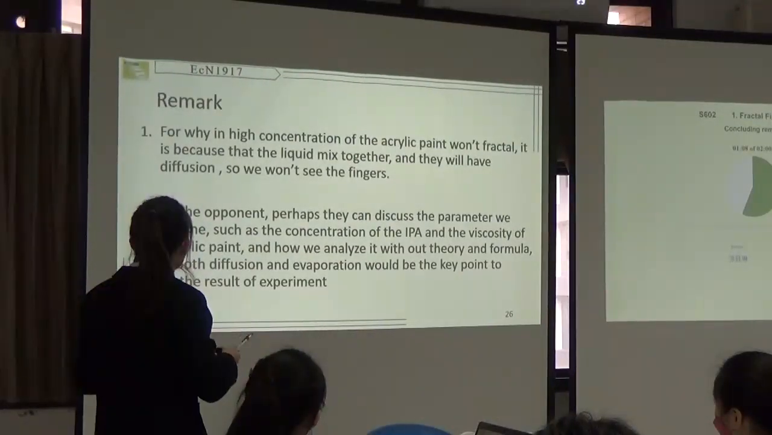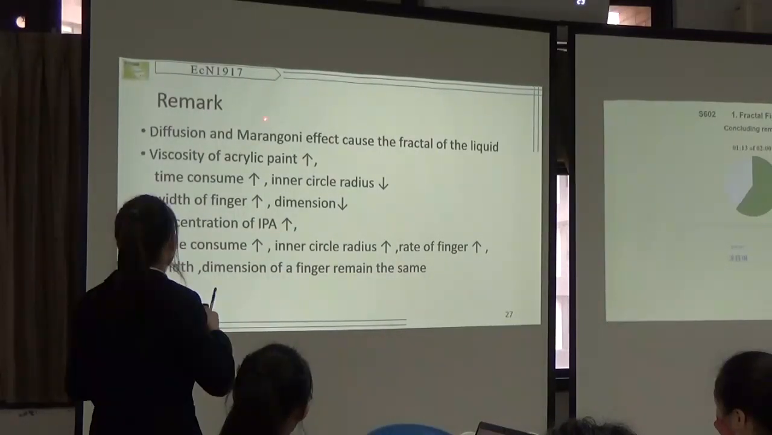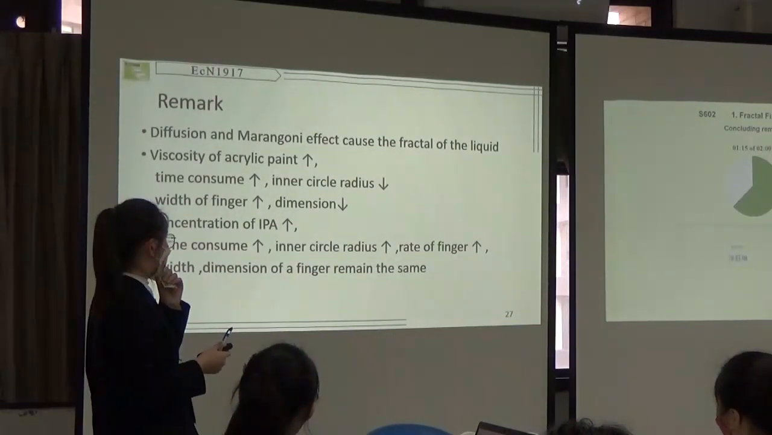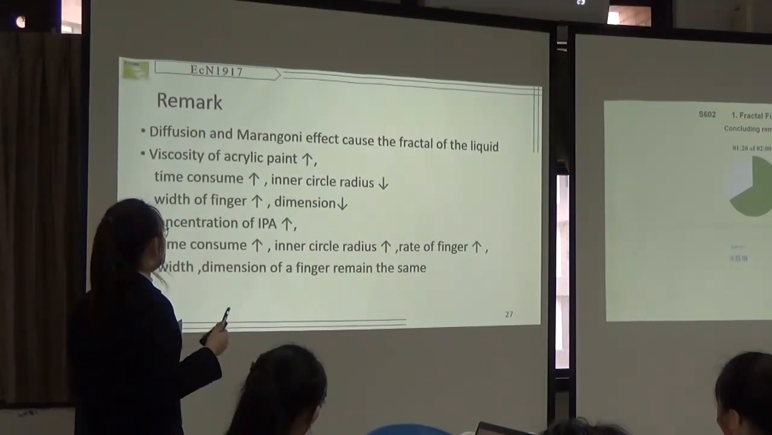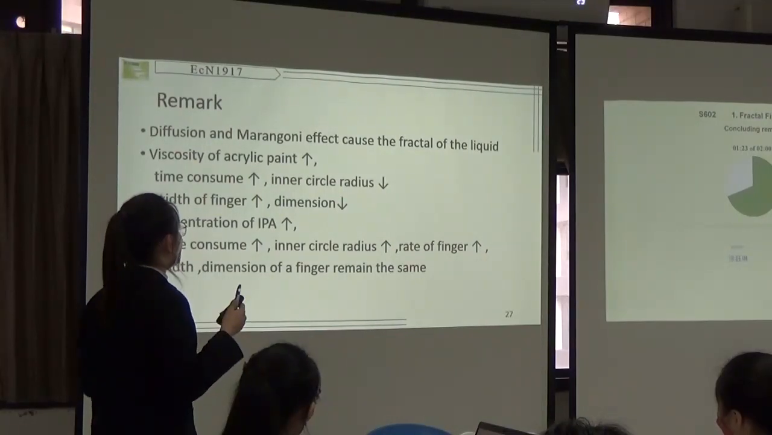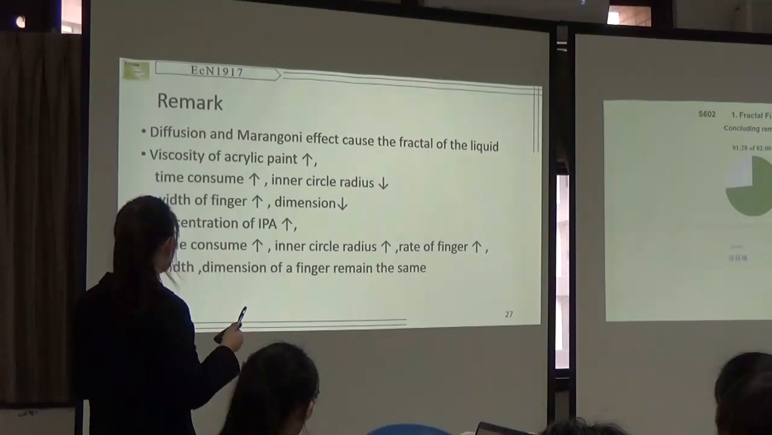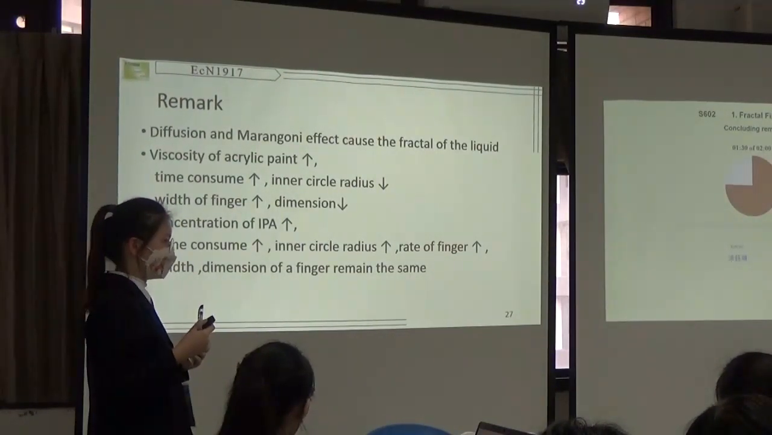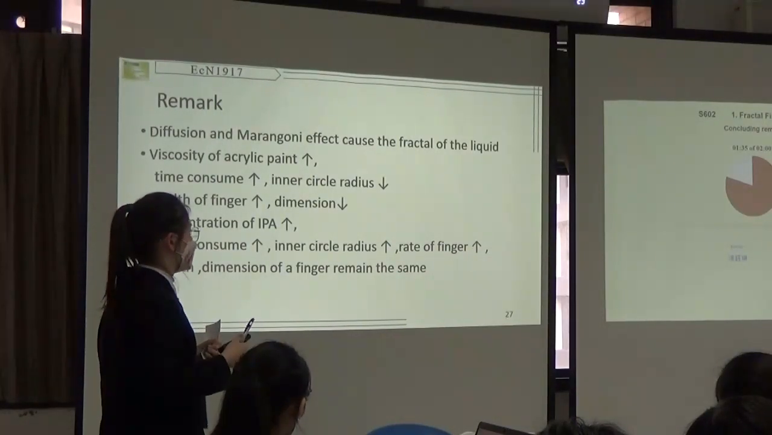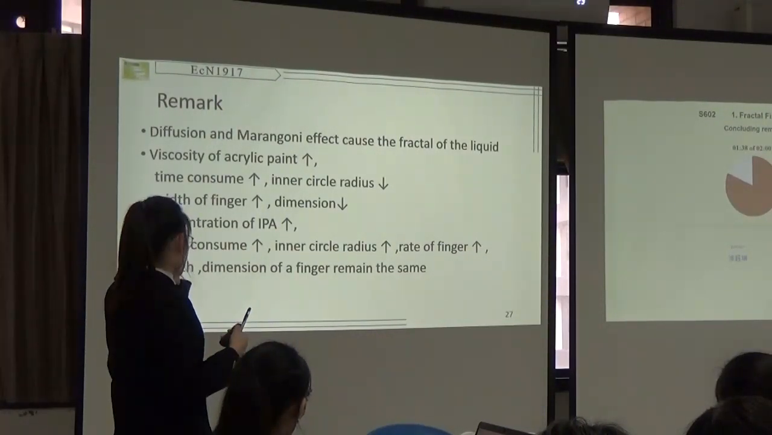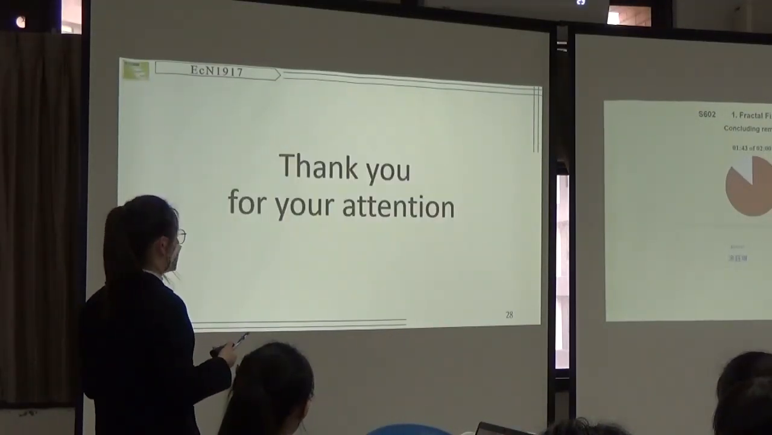So let me conclude my report again. First, diffusion and the Marangoni effect will cause the fractal in the liquid. When the viscosity of acrylic paint increases, time consumed increases, inertial correlation decreases, width of the finger increases, and dimension decreases. When the concentration of isopropyl alcohol increases, time consumed increases, inertial correlation increases, width of finger increases, and the dimension of the finger will remain the same. And this is all of my remarks.